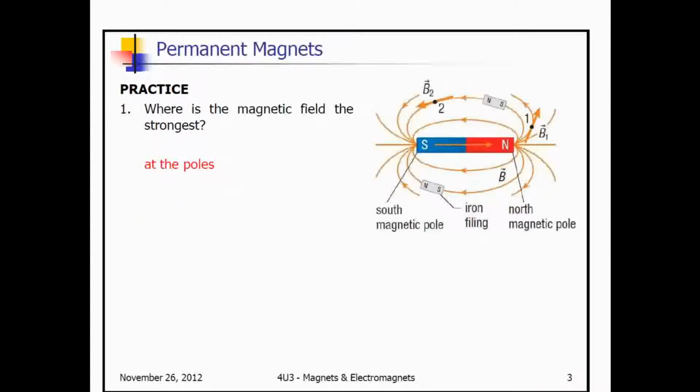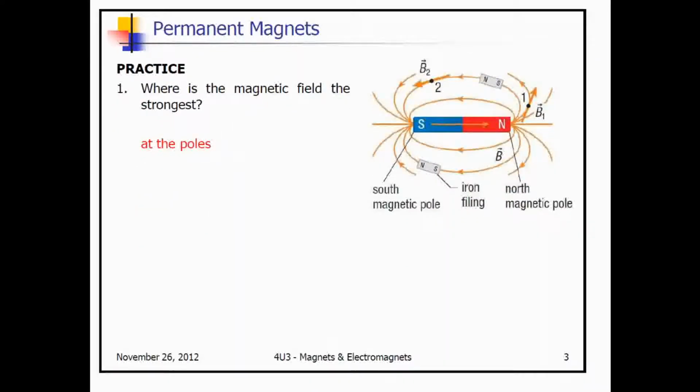So here's a quick little question. It says, where is the magnetic field the strongest? And the magnetic field is the strongest at the poles. That's where the magnetic field lines, if we were drawing them as single vectors, would be the longest.